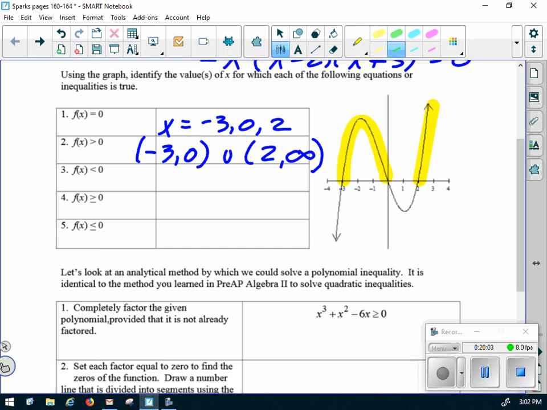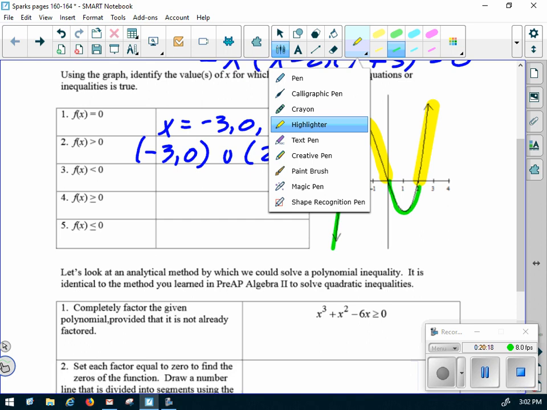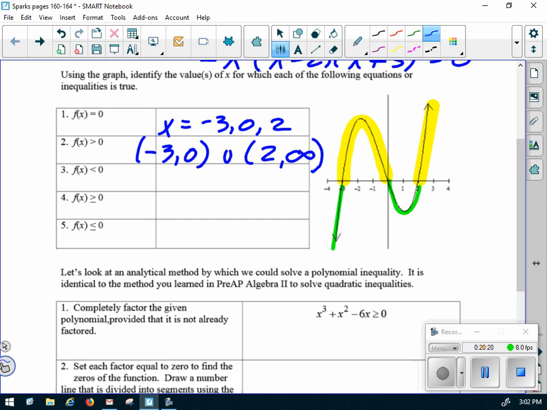Where is this function less than 0? Below the x-axis. How come? Because the y values are negative below the x-axis. Good. Where does that happen? Negative infinity to negative 3. And 0 to 2. Good.